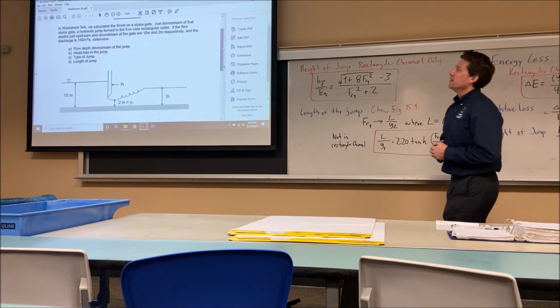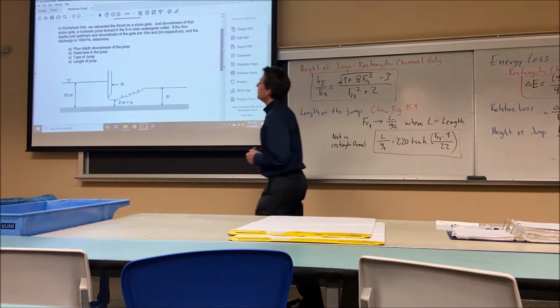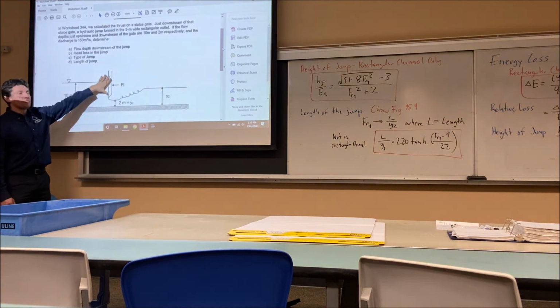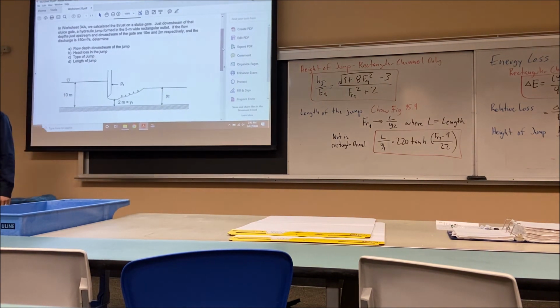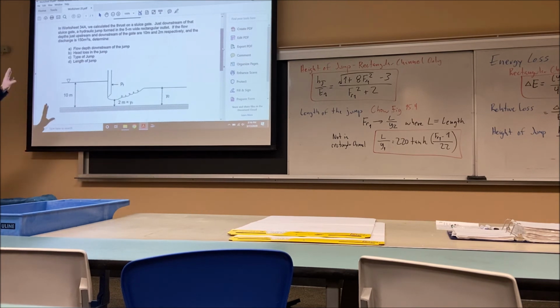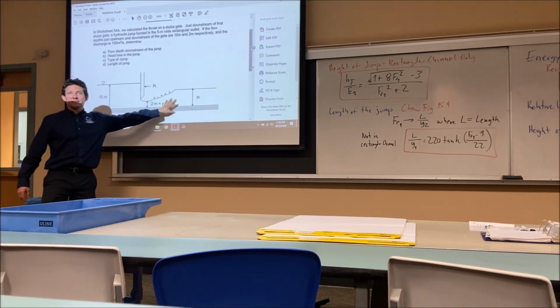So here we go. This is worksheet 34A. In that worksheet, we calculated the thrust on this sluice gate. We calculated the force on this to be about 550,000 newtons. So, whoa, right? Crazy force. Now we're going to look at what's happening downstream of that same gate.